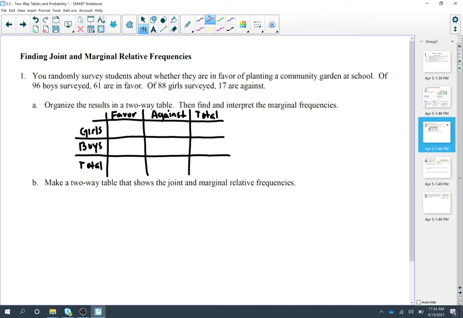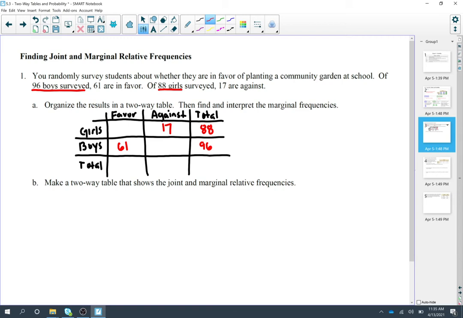Now, if I go look at my data and I'm talking about the girls, it told me that of 88 girls surveyed, so I know that my total girls are 88, 17 are against, and then it also told me that of 96 boys, so I know my total is 96, 61 are in favor of this community garden.